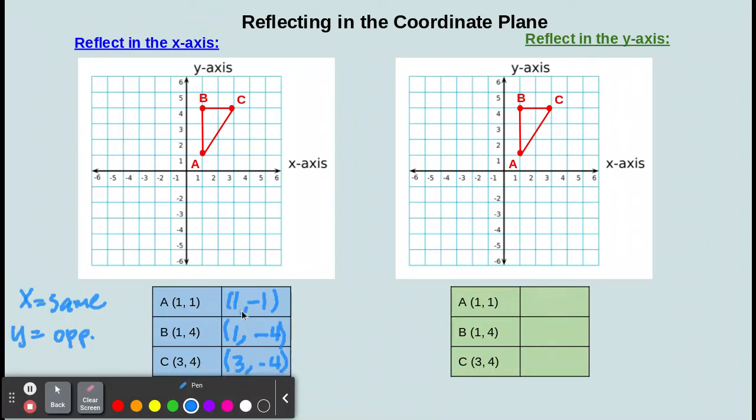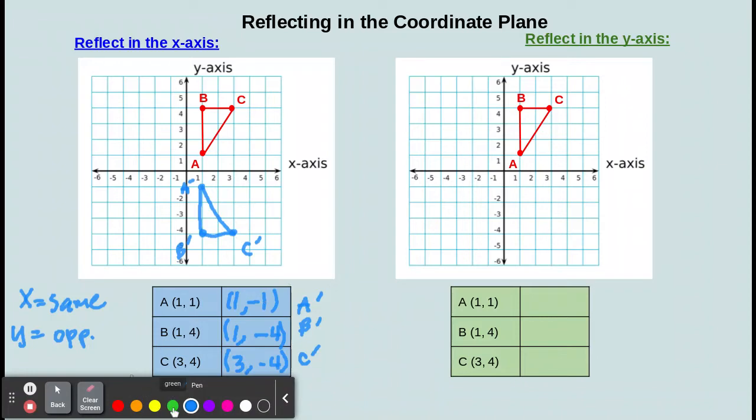So if we were to plot our new points, our A image is going to be at 1, -1. Our B image is going to be at 1, -4. And then our C image is going to be at 3, -4. So our reflected triangle, the image, looks like that.